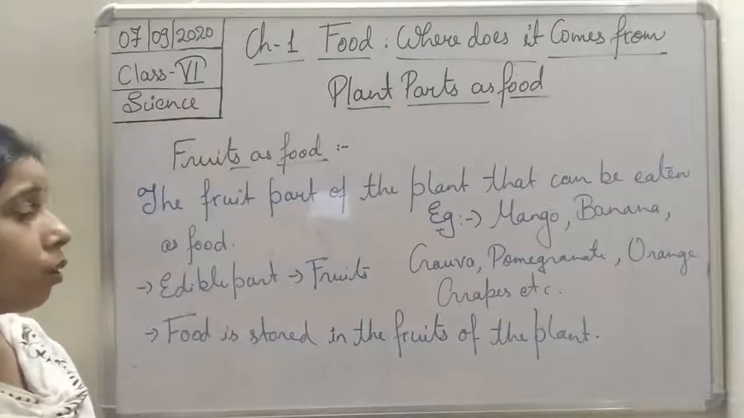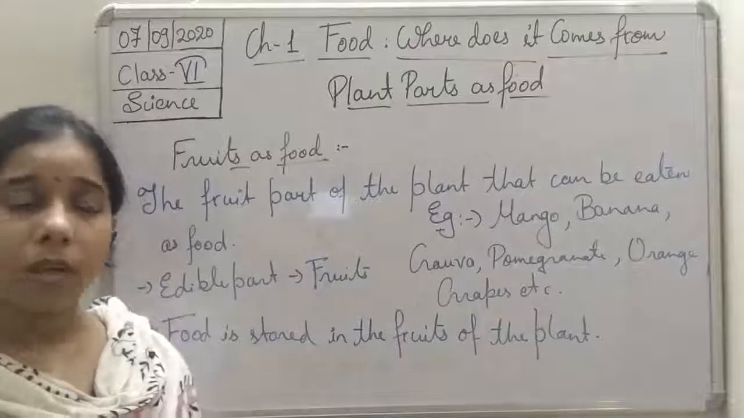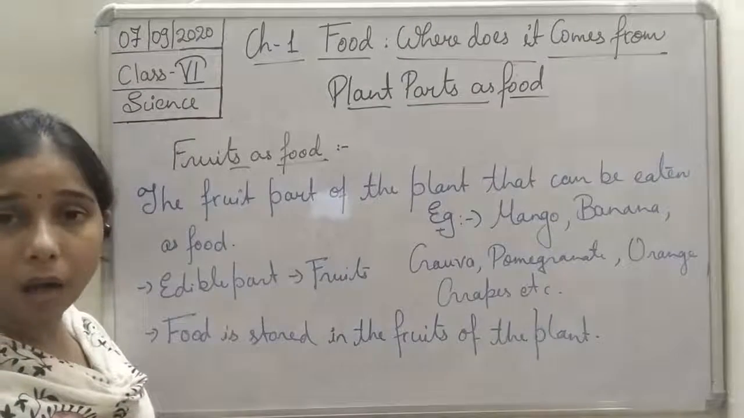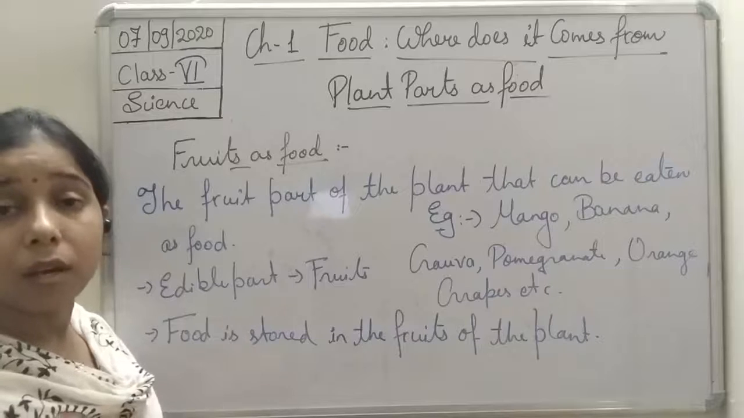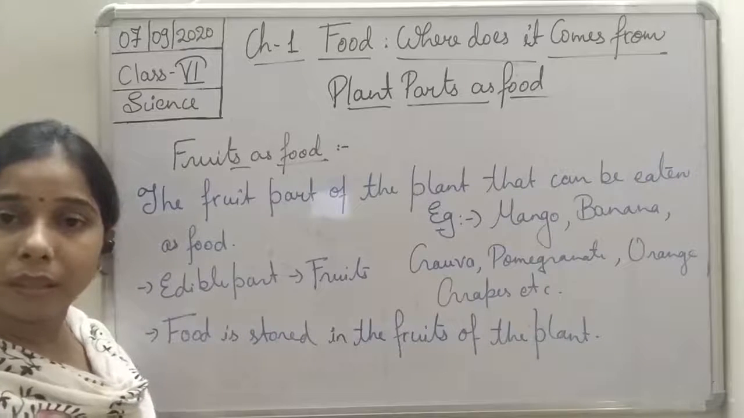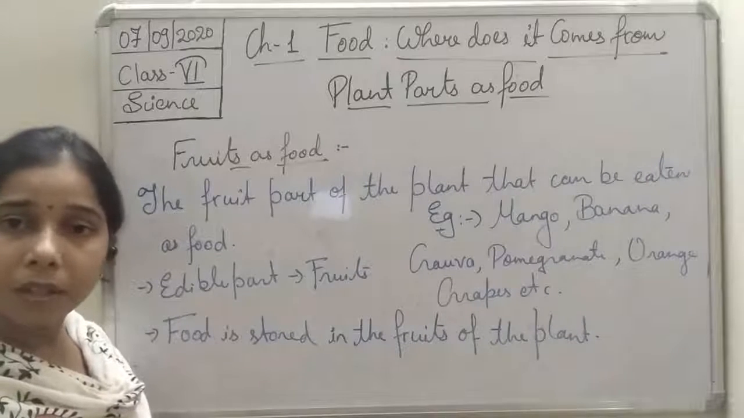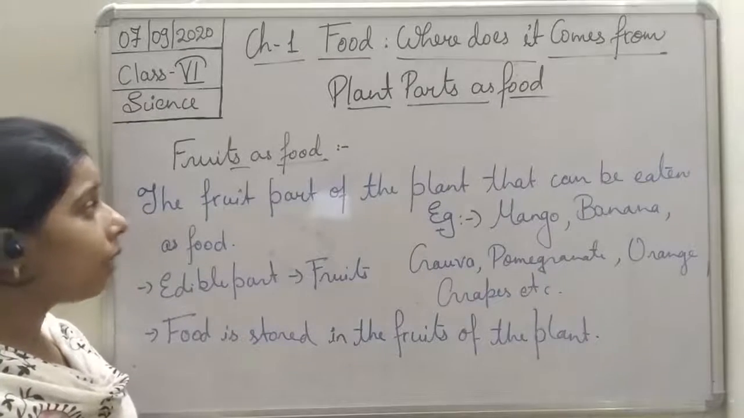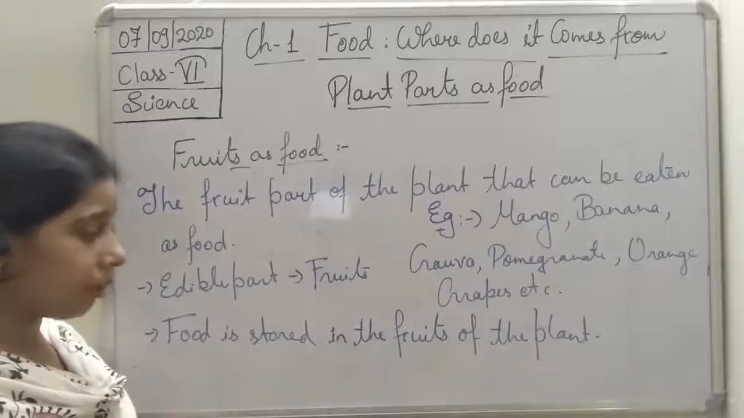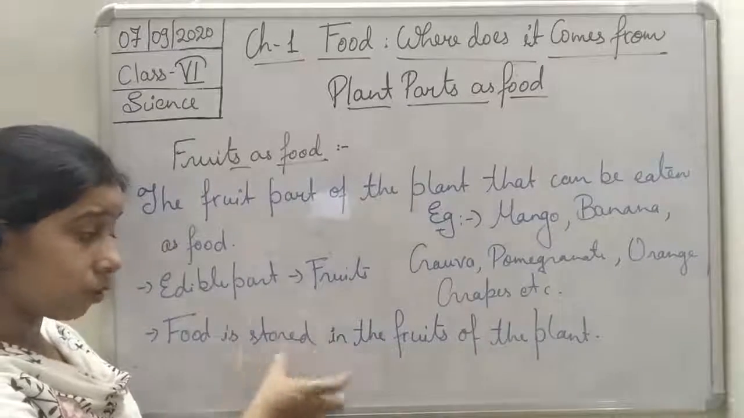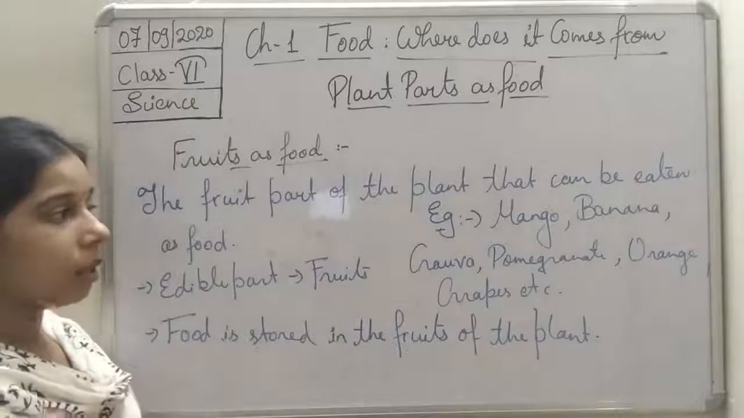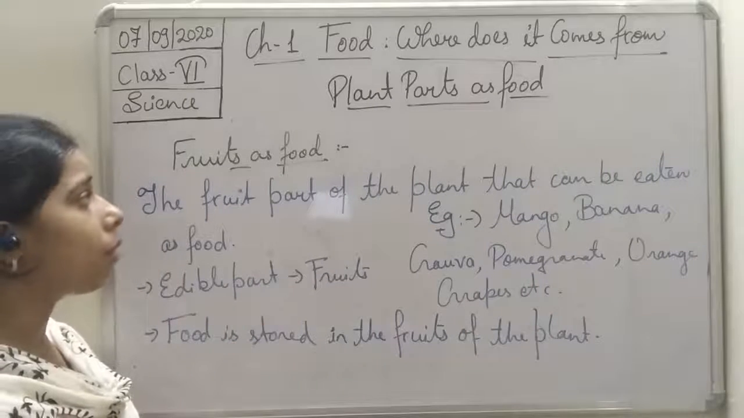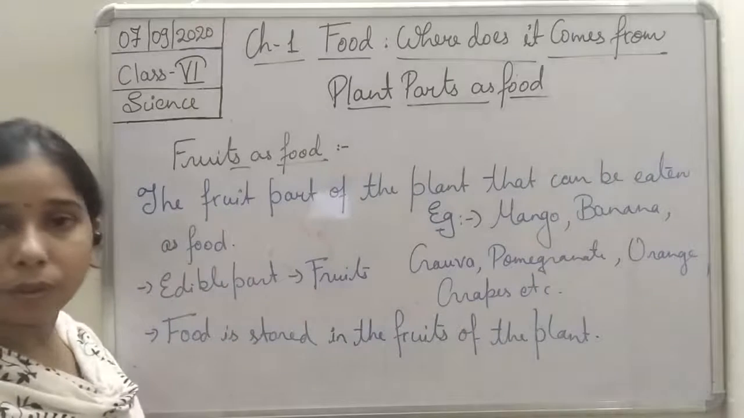So fruits is what? It is the edible part. It is that portion of the plant which stores the food in it. Okay. So edible means it can be eaten. So we can say that the fruits are the part of the plant which stores the food in it. So these are the different examples of the fruit as a food. Okay.